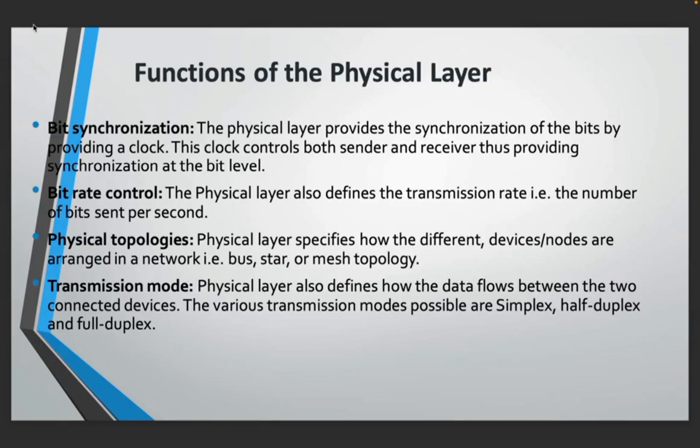Physical topologies. Physical layer specifies how the different devices or nodes are arranged in a network, that is bus, star, or mesh topology. Transmission mode. Physical layer also defines how the data flows between the two connected devices. The various transmission modes possible are simplex, half duplex, and full duplex.